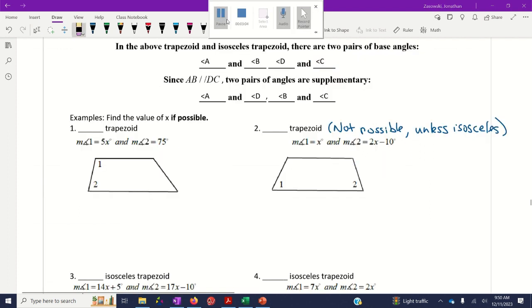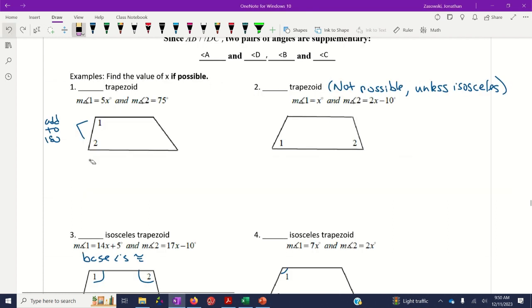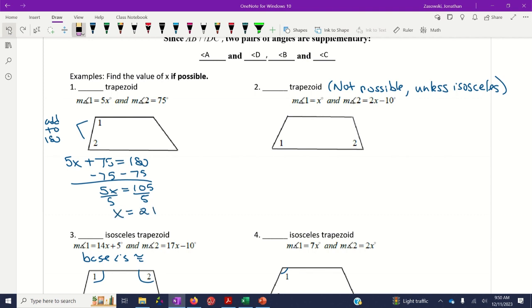All right. Now, if we go and take a look at the first question here, we are trying to find the measure of, or the value of x if possible. Remember that these two angles along the non-parallel side are the sets of angles that are supplementary. So we're going to know that these two angles add to 180. And we're going to create an equation that says 5x plus 75 is equal to 180. We can move the 75 over and then divide out by 5 to get x is equal to 21.